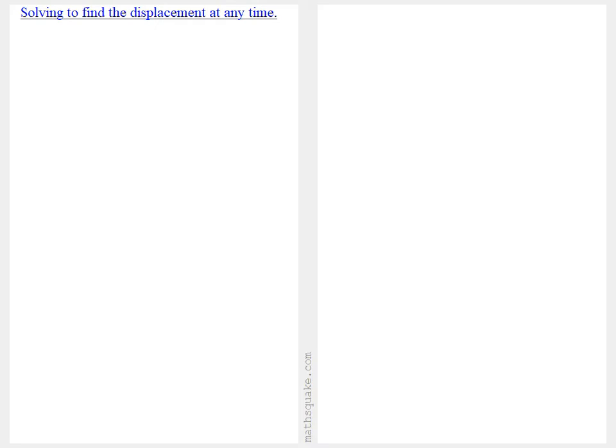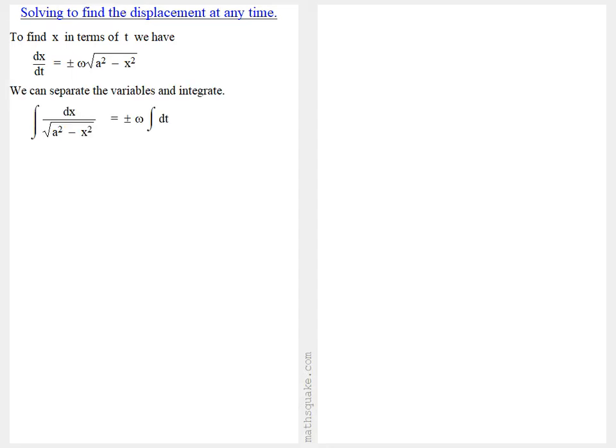Now let's see how we can solve the equations to find the displacement at any time. We want to find x in terms of t, and we've got dx/dt is equal to plus or minus omega into the square root of a squared minus x squared. Now we can separate the variables by multiplying both sides by dt and dividing both sides by the square root of a squared minus x squared. And then we can integrate.